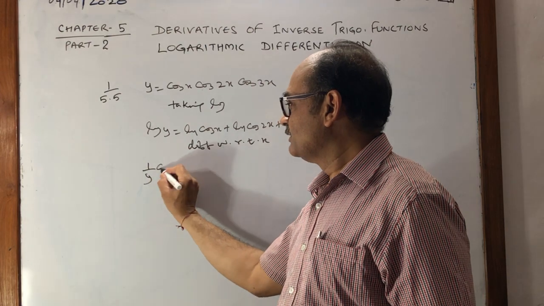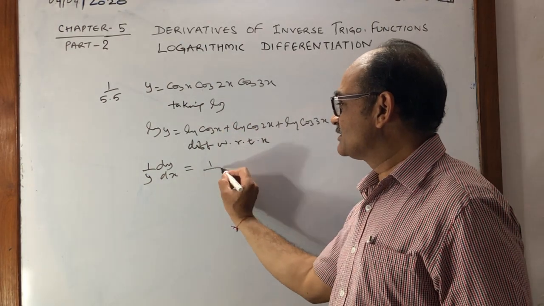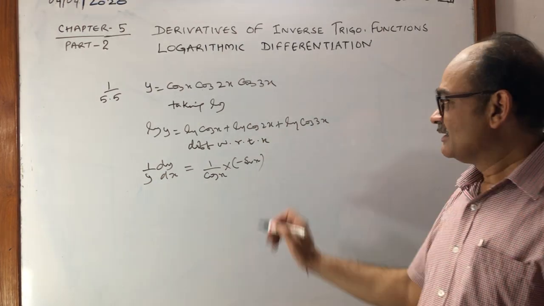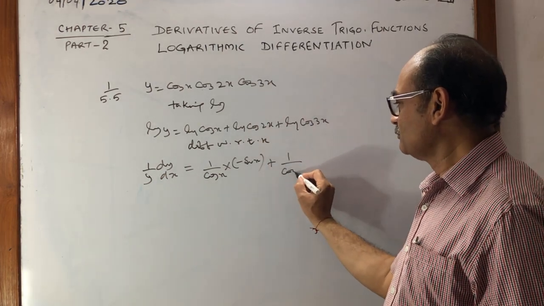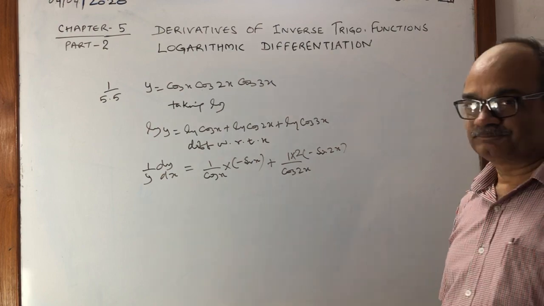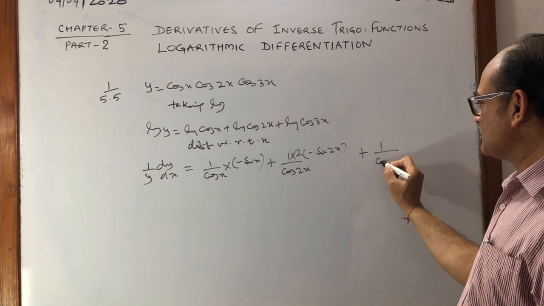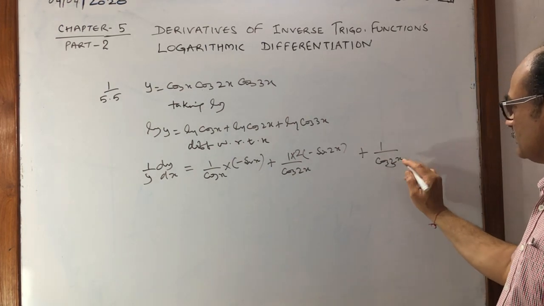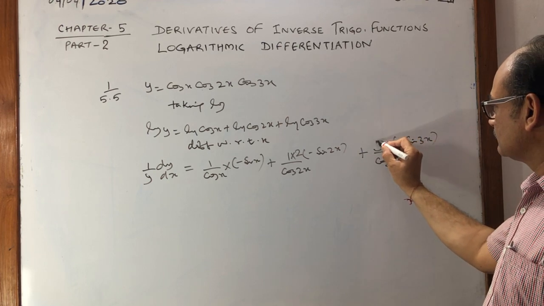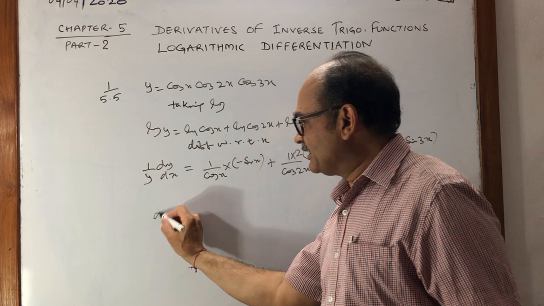Log y means 1 upon y. Since it is a function of y, you have to put dy by dx, like implicit. Log cos x means 1 upon cos x, chain rule, and the derivative of cos x is minus sin x. Similarly, for log u, 1 upon u, derivative minus sin 2x, and for 2x, 2, chain rule, plus log something, 1 upon something, for this one minus sin 3x, for 3x, into 3.